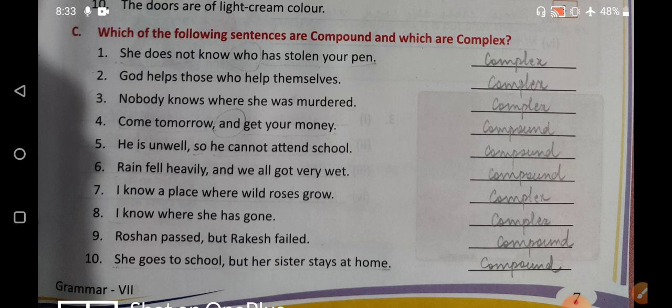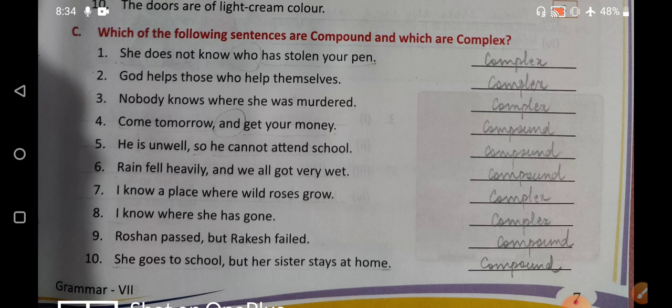He is unwell, so he cannot attend school. It is also a compound statement because he is unwell is main clause number 1, he cannot attend school is main clause number 2, and it is connected with so. So it is a compound statement. Rain fell heavily and we all got wet. It is a compound statement because it is connected with and.